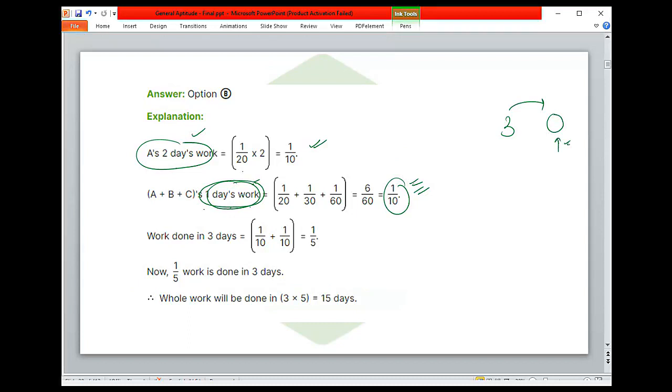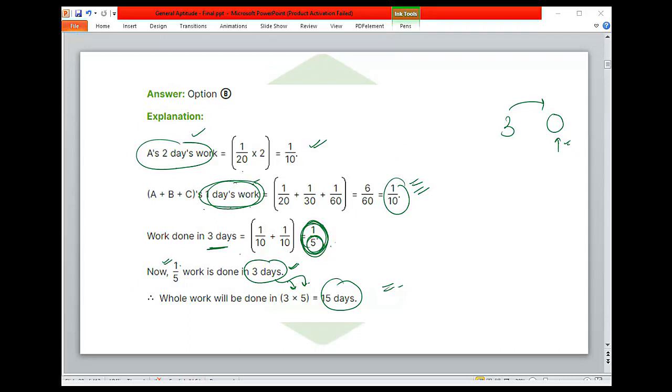That means if I get the work of 3 days, I can find out how many total days would be required. In 3 days, the work is 1 upon 5. So 1 upon 5th work is getting done in 3 days. If the total work is to be done, in 3 days 1 upon 5th work is done, so total work is 5 units. I can multiply the number of days with the units of work, and I get my answer as 5 into 3, total answer 15 days.